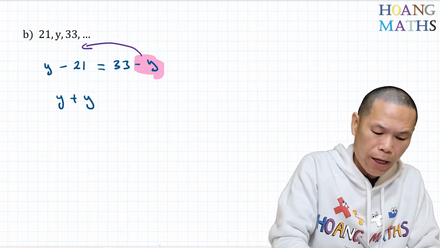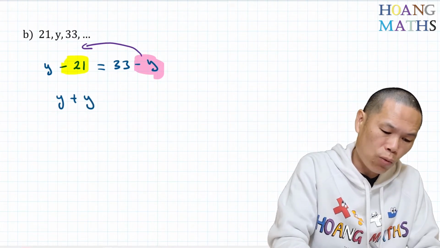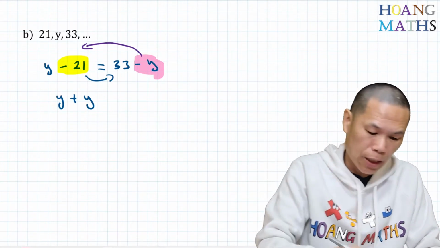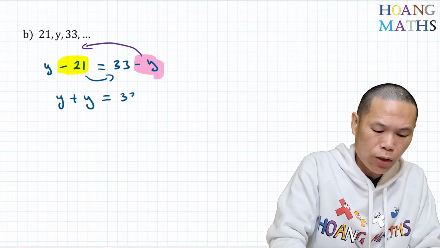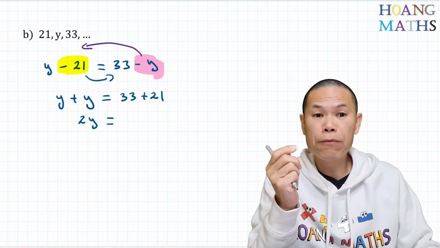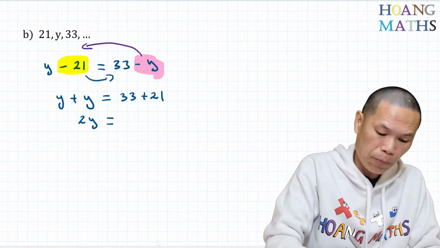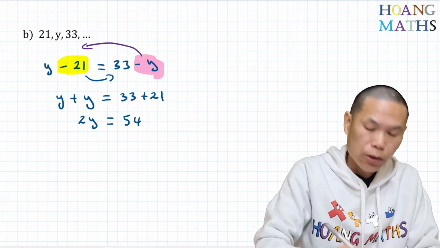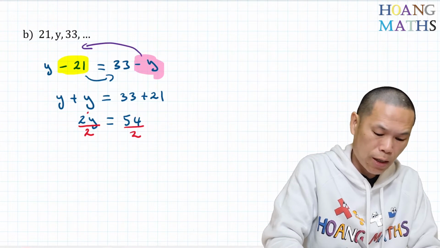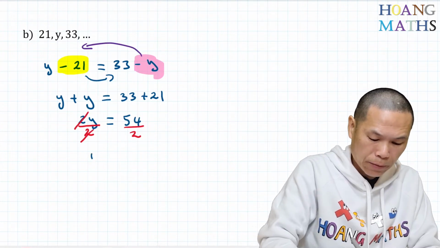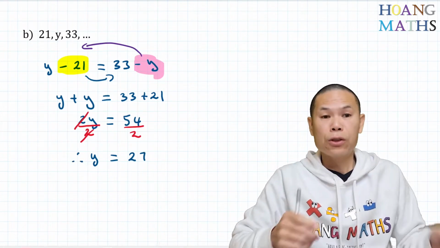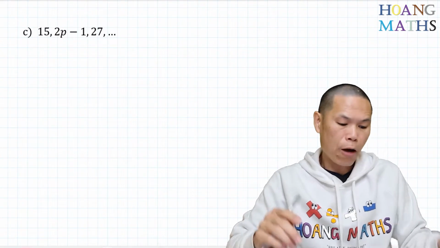So therefore, I write this down: y plus y, and this negative 21 here, I move to that side, becomes plus. So that will give me 33 plus 21. So 2y is equal to 54, because 33 plus 21 is 54. Now I divide by 2 on both sides because I want to get rid of the 2 here. So therefore, y must be 27. So there you go.